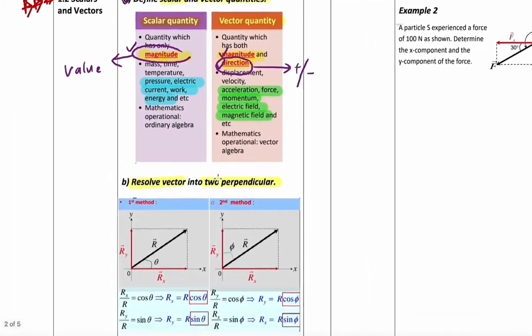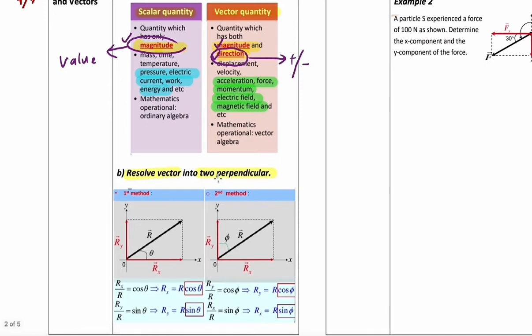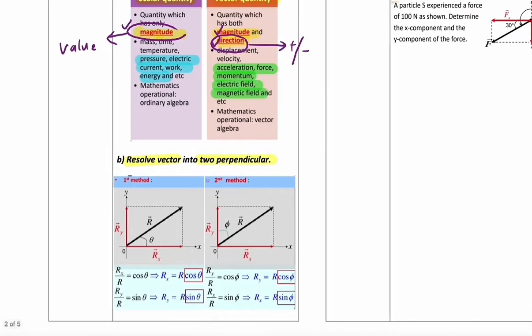So we have a vector. For example, this is our vector. R represents our vector. You should be able to resolve it. When they say resolve, they want you to resolve into Rx and also Ry. So we want to find the magnitude of Rx and also the magnitude of Ry. The blue one here is our vector. So you should be able to resolve it into Rx and also Ry. That's what you need to do.